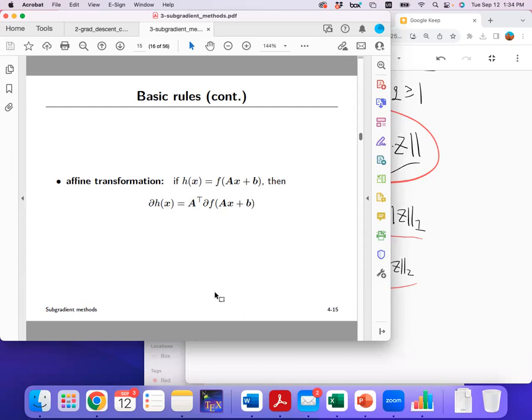And we have more examples, which I will not go over, but they are pretty similar to the derivatives. In derivatives, we have a similar affine transformation rule. If h is f composed with an affine transformation, then we know that if it's differentiable, the derivative is A transpose times the derivative of f, right? But here it also applies to the subdifferential. It's the same.